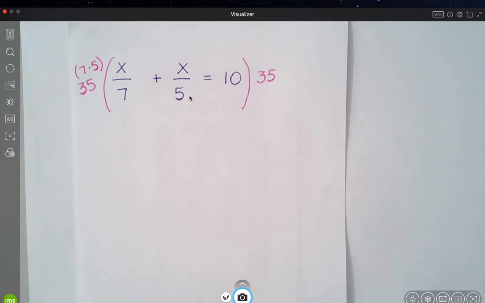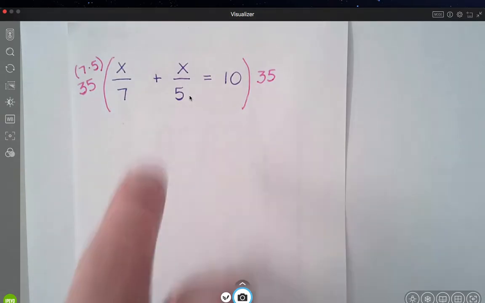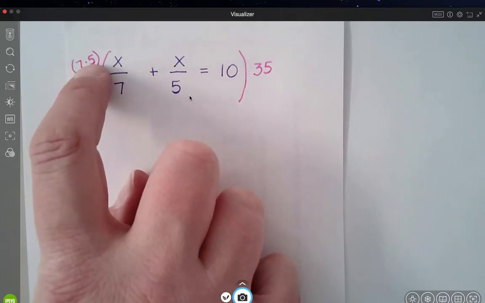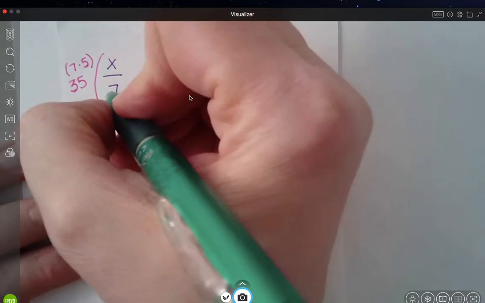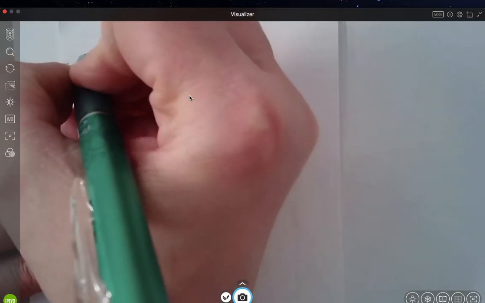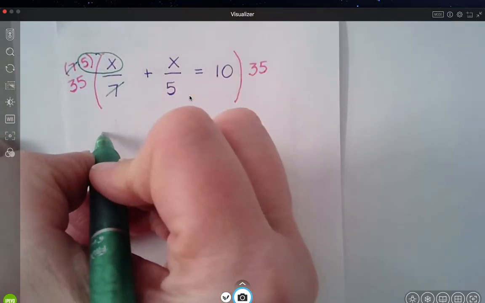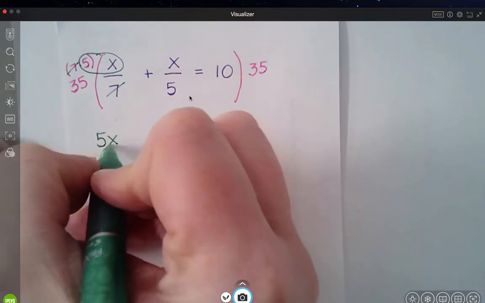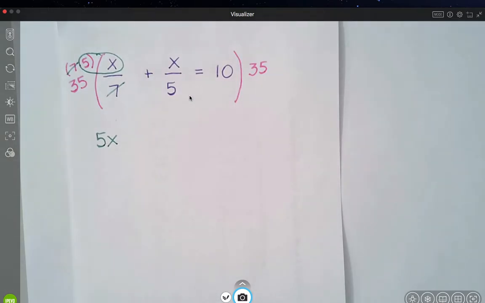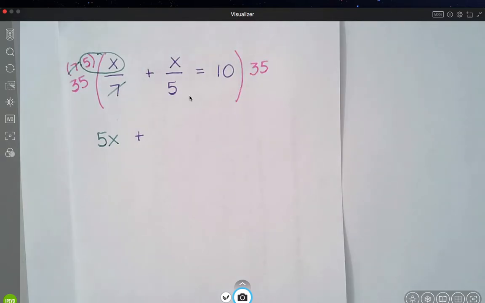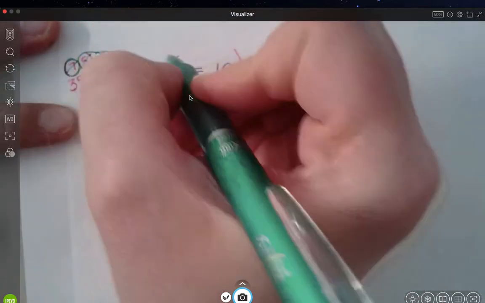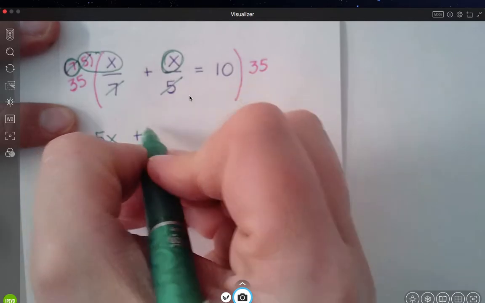So what ends up happening when I do that is, if I do x over 7 times 5, that's what I'm saying here, times 7 times 5, the 7's are going to cancel, and I'll be left with just the 5 and the x. So this would become 5x, plus, and then in that next one, if I multiply by 7 and 5, I don't know the best way to write this, but the 5's are going to cancel, and I'll be left with the 7 and the x. So I'll be left with 7x.